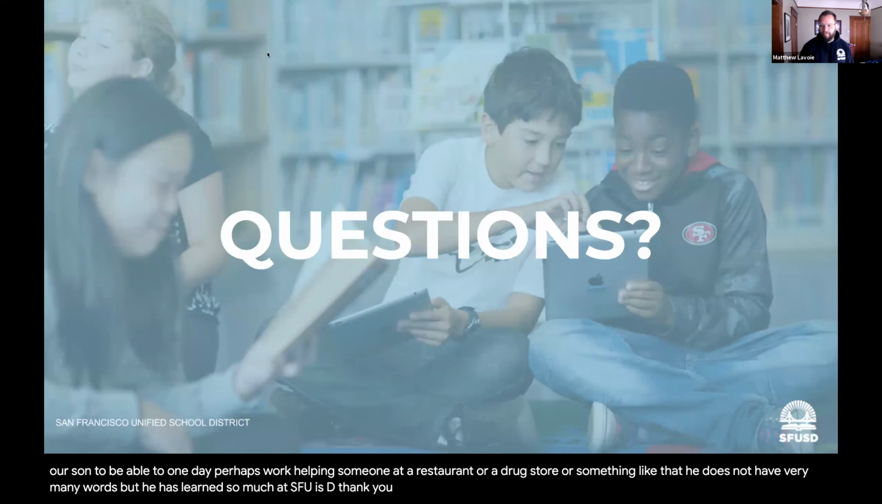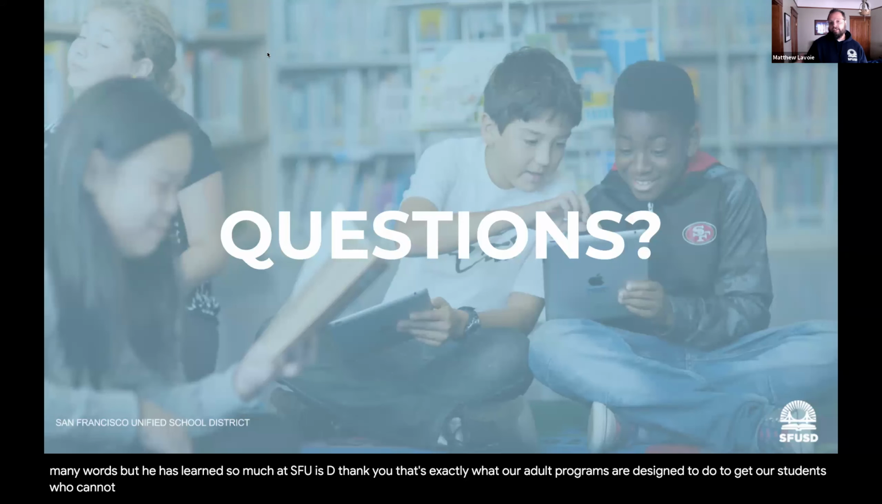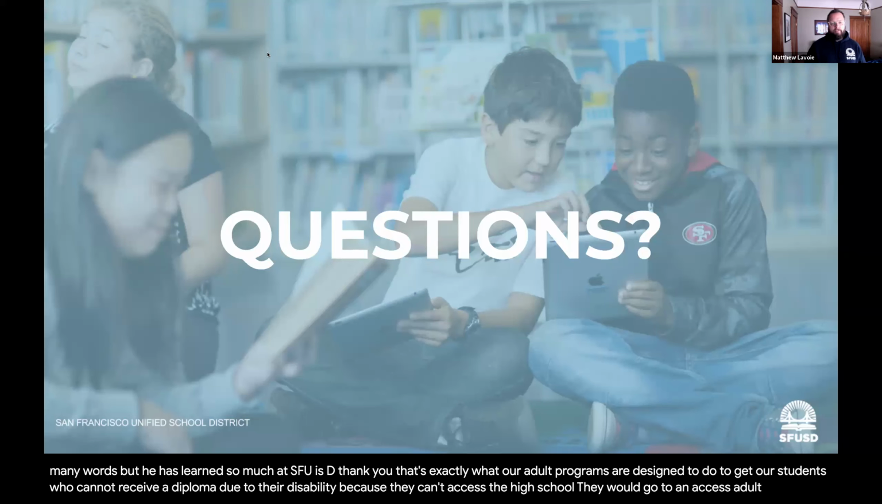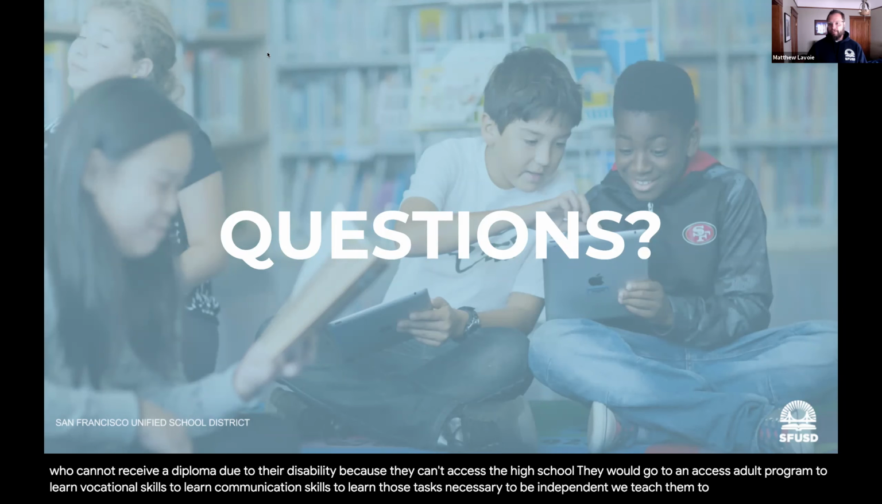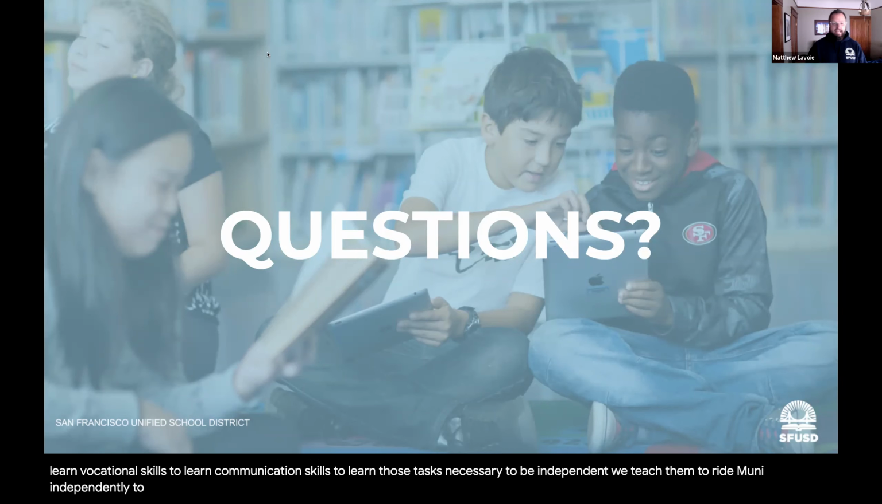Thank you. That's exactly what our adult programs are designed to do, to get our students who cannot receive a diploma due to their disability because they can't access the high school curriculum in that way. They would go to an Access Adult program to learn vocational skills, to learn communication skills, to learn those tasks necessary to be independent. We teach them to ride Muni independently, to communicate independently, and to perform jobs independently.